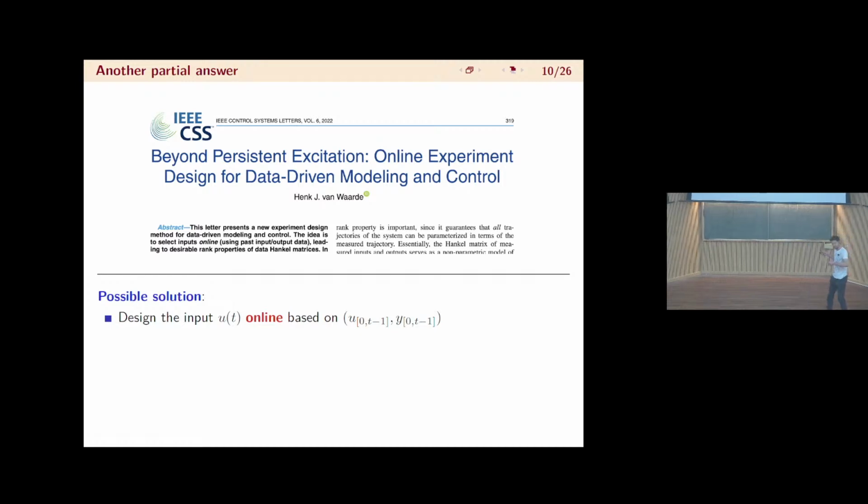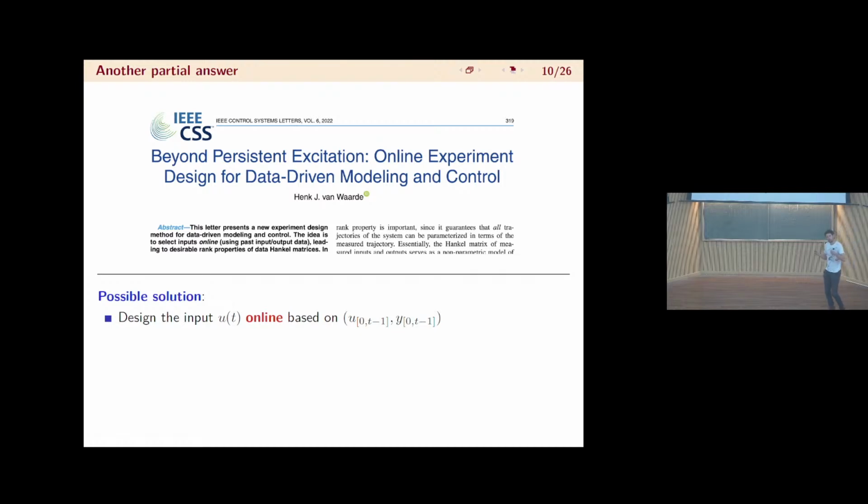We saw already one possible solution to the problem using persistently exciting inputs. And now from this paper, I'm going to consider another possible solution to the problem. So, what is that solution? Well, I'm going to design the input U of t in an online manner, as I illustrated on the board, based on the samples that I collected before.